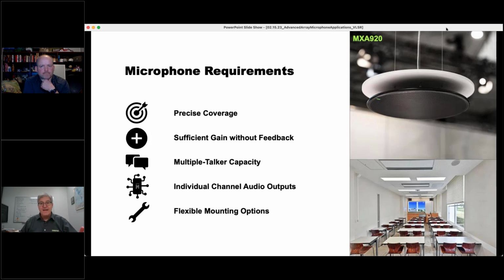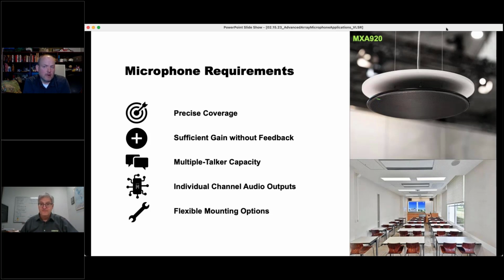So the MXA 920 is a great candidate for this because you can precisely position those pickup lobes and they don't move. They stay where you put them. And the MXA 920 has steerable coverage mode, which is what enables this. If you've got some other type of microphone that just has one large coverage area, that's not going to work for this. Or if it's got some sort of automated moving coverage area, that's not going to work either, because you can't really control where it's going to point because it's going to be searching.